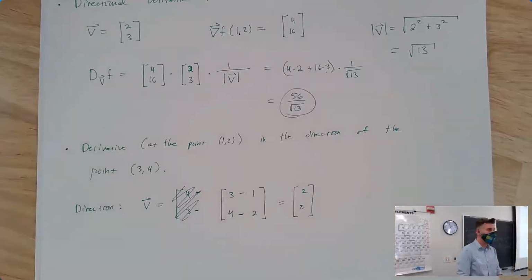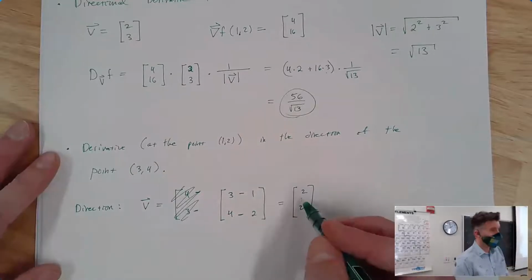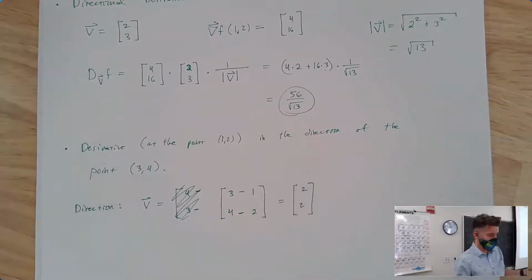So the direction of travel is actually in the direction of the vector 2, 2. Now, it's tempting to say that the normalized or unitized version of this vector is 1, 1. It's not. The magnitude of the 1, 1 vector would be the square root of 2, which isn't 1. So 1, 1 is not a unit vector. Neither is 2, 2. That's okay, we're going to fix it.